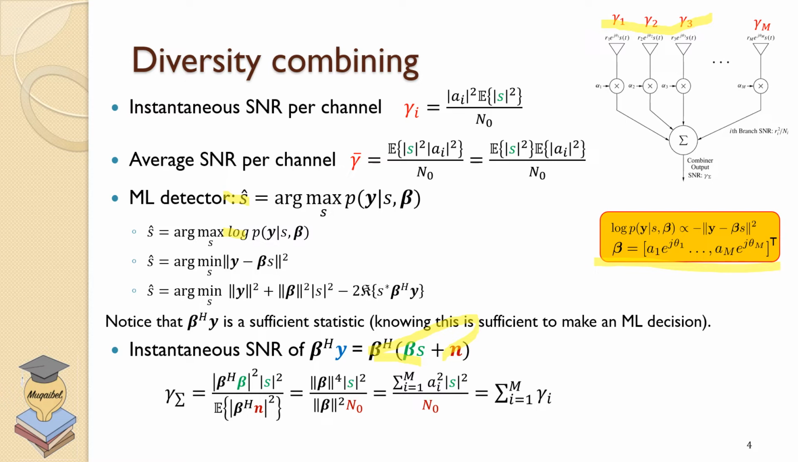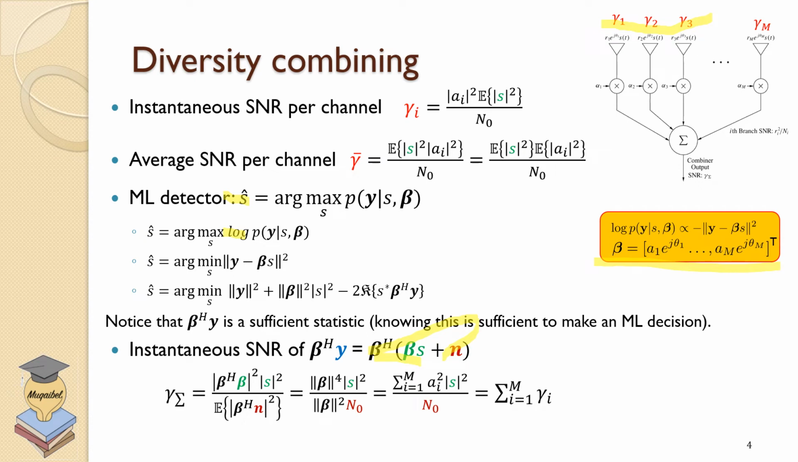So this will give you the magnitude of beta, or the norm of beta to the fourth, times S squared. And then we need a little bit of linear algebra here. Then we can show at the end of the day that this will give you the summation of A squared times S squared divided by N squared, which is nothing but the sum of the signal to noise ratio in every single branch.